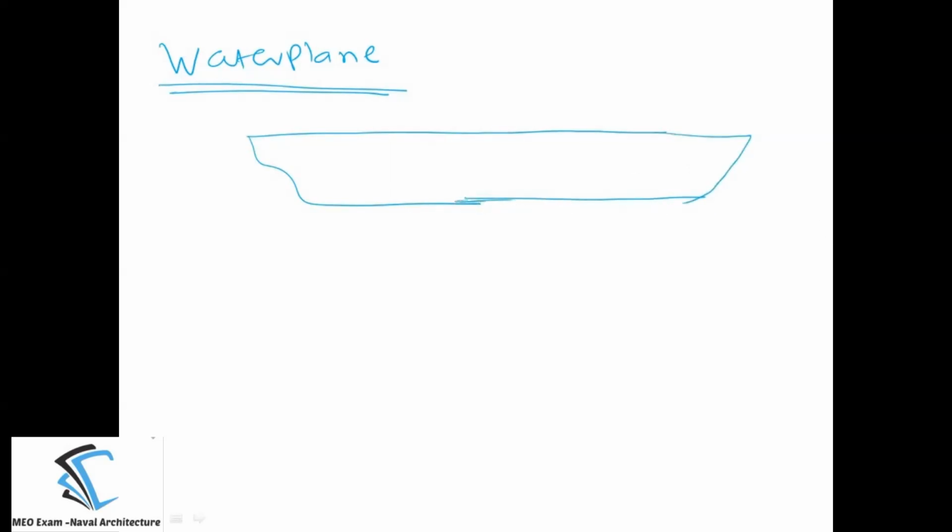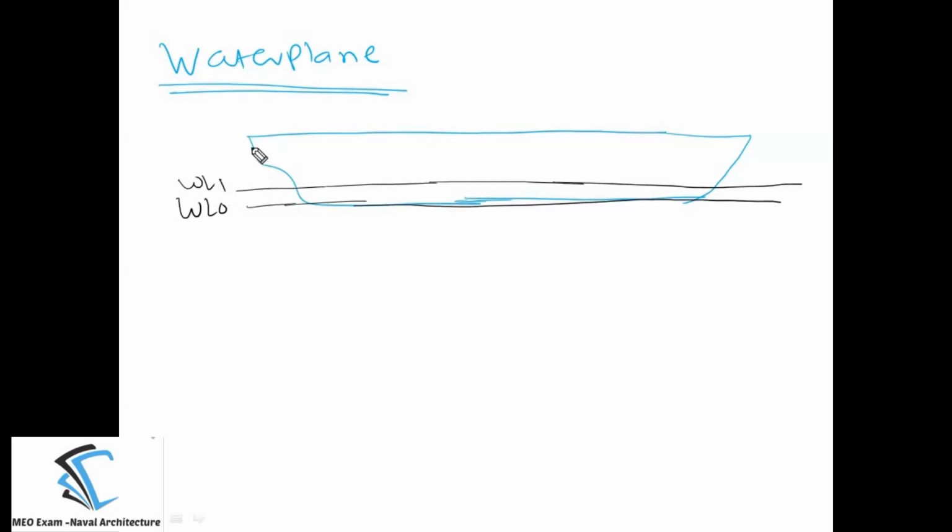I am looking at the ship in the profile view, and at different water lines. So this is the water line 0. Take the water line 1. I am taking very few water lines here. If you have more water lines, the answers will be nearer to the correct answer. So the intention of drawing the water lines is different here. Now my intention is to discuss what is meant by water plane.